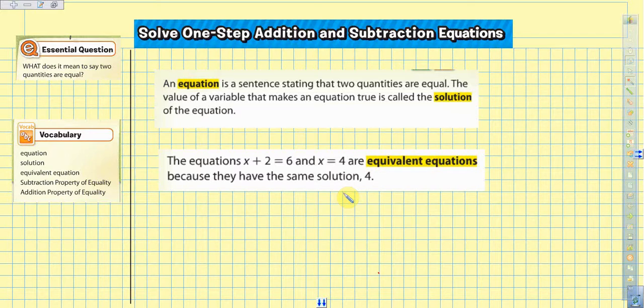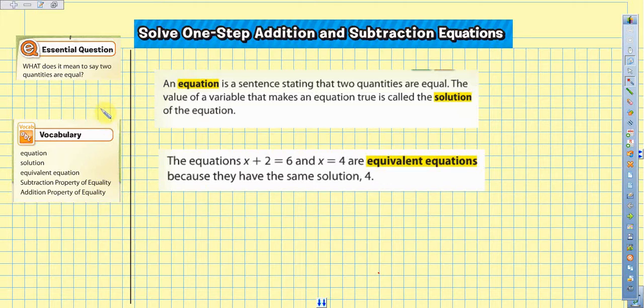Okay, welcome to lesson 1, solve one-step addition and subtraction equations. I'm on page 437. You should also have your books out and turn to page 437. I'm going to go through the vocabulary very quickly and the essential question.